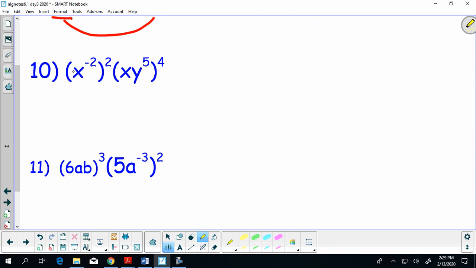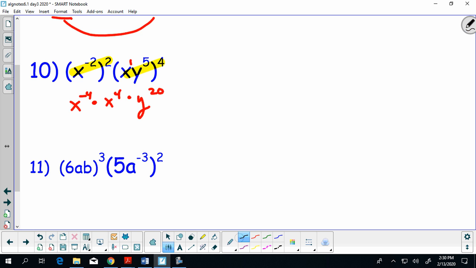Okay, you've got power to a power here and here. The exponent on this x is a 1. Everybody else has their own exponent. So this would be x to the -4 for that first term, multiplied by x to the +4, because I multiplied 1 times 4. And that last piece is y to the 20, 5 times 4.